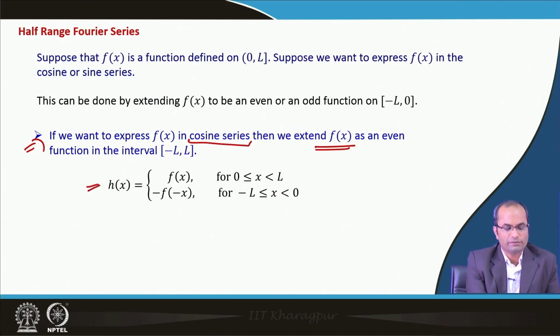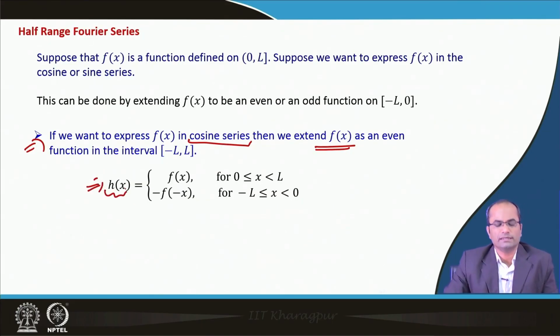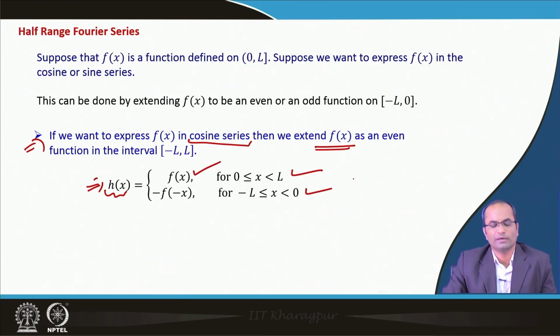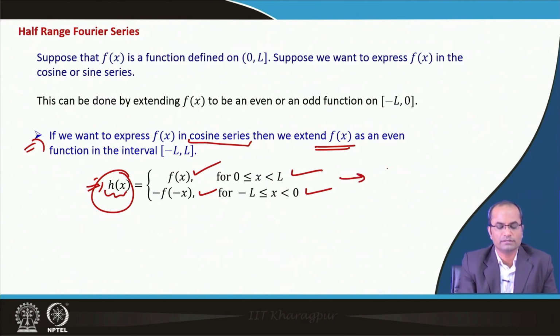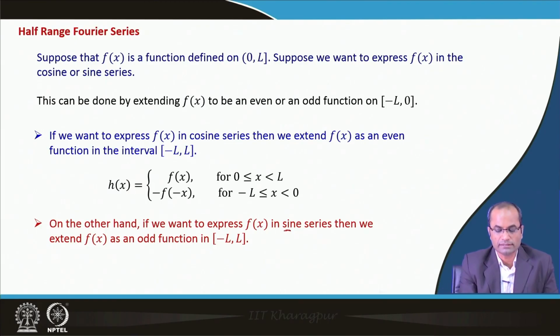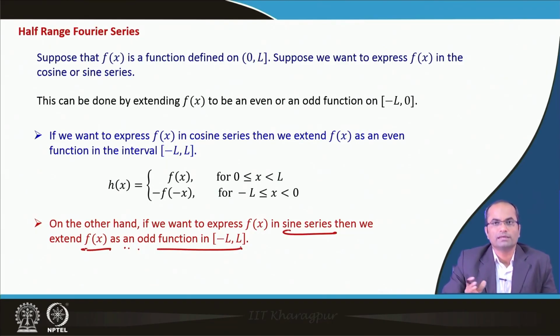Here we will redefine the function. Let us say the new function is h x, such that in 0 to L we have exactly f x, and in minus L to 0 we have f of minus x. So, this h x now becomes an even function, and when we write the Fourier series of this, it will have only cosine terms. So, we will get automatically a cosine series. On the other hand, if we want to express f x in a sine series, then we have to extend this function as an odd function in the interval minus L to 0.